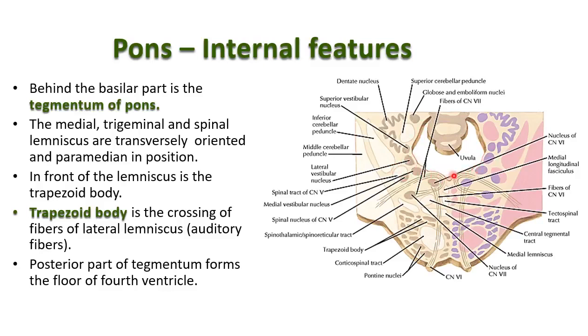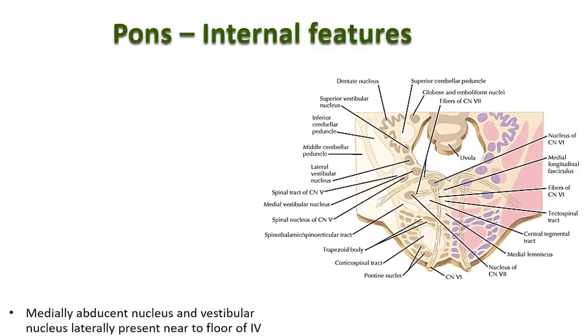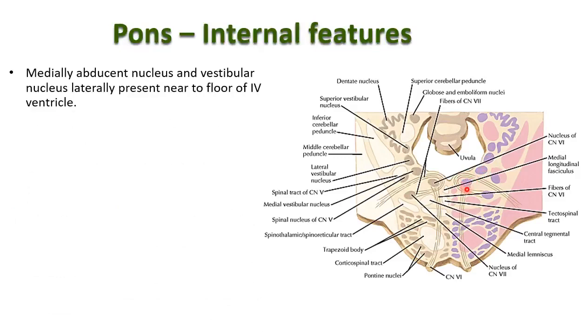So that is, you are able to see the floor. Deep to this you are able to see these cranial nerve nuclei, which we will be discussing. Medially you see the abducent nuclei, and more laterally you are able to see the vestibular nuclei, the medial and lateral vestibular nucleus. More medially you see the abducent nucleus. So they are from medial to lateral along the floor of the fourth ventricle.